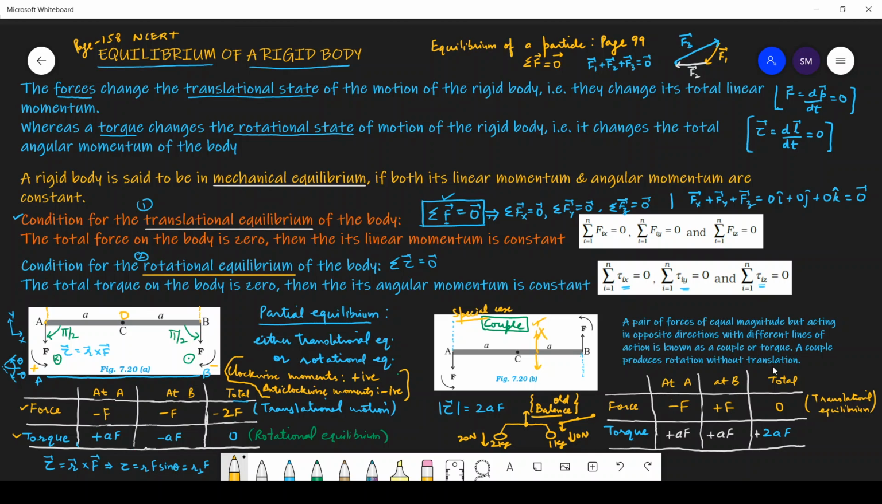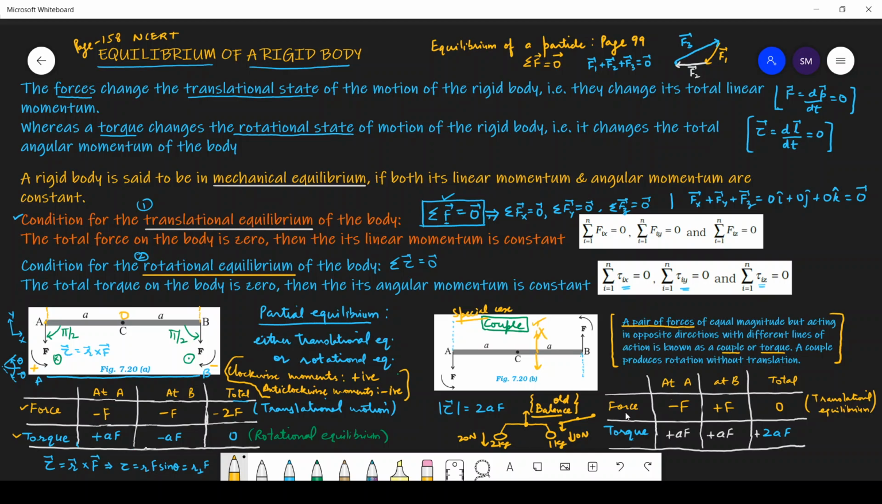Is this concept clear to everyone? So what's a couple? Or you can say simply torque. A couple is a pair of forces of equal magnitude but acting in opposite directions with different lines of action. So friends, this is a very important, most important concept. And a couple produces rotational motion without translational motion.